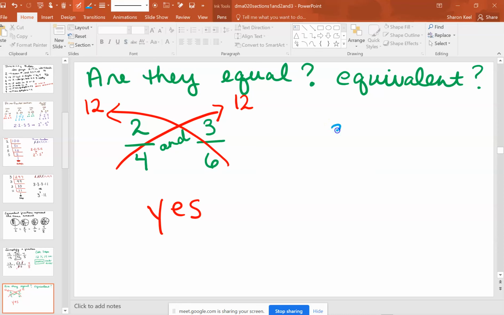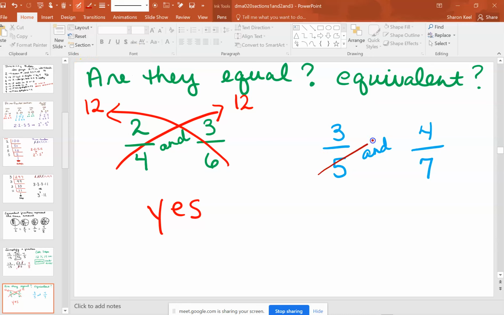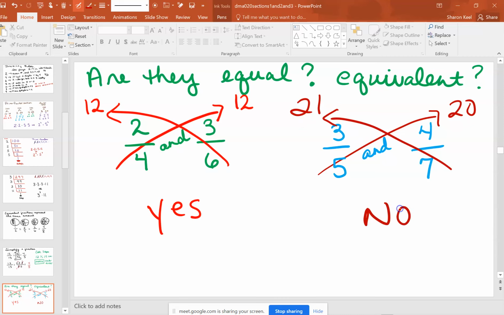If I give you 3/5 and let's say I give you 4/7, I want to determine are these equivalent. 5 times 4 is 20. 7 times 3 is 21. Are those two numbers the same? No, those are not equivalent fractions. So that's an easy method to use when you're trying to determine if what you have is equivalent, okay?